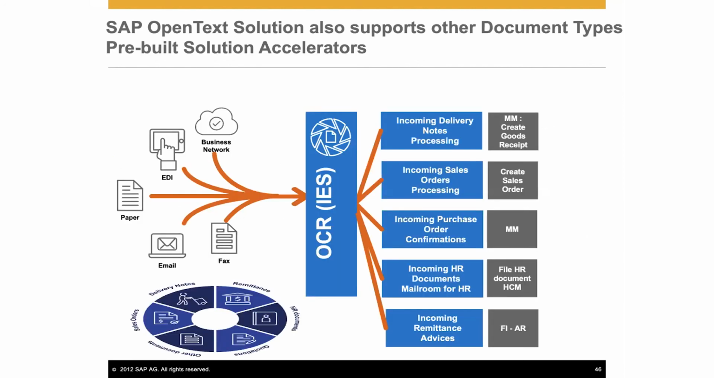Beyond accounts payable, you can leverage the content management and the OCR solution for other business functions as well, so it is not only restricted to accounts payable. You can leverage this solution for GR automation, for sales order processing automation, for remittance advice matching with the accounts receivable, or for HR scenarios. The entire content management and OCR layer can be leveraged beyond accounts payable to other business functions as well, and the invoice management solution is specific to accounts payable.